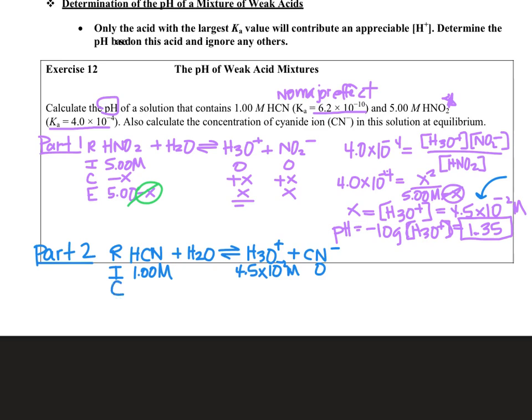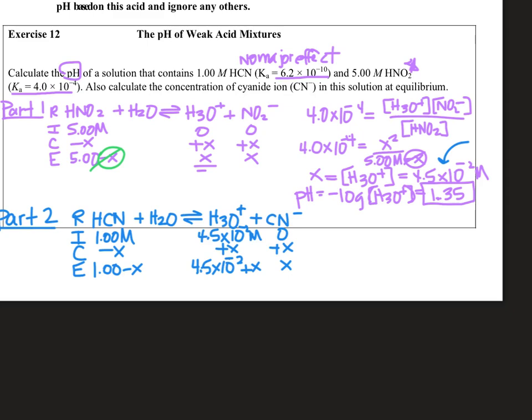So our change is still the same. We're going to do minus x, plus x, and plus x. So our equilibrium amount is 1.00 minus x, 4.5 times 10 to the negative 2 plus x, and x for my cyanide. Make sure my negatives make sense, my little decimal there. So when we go to solve this, I'll move this over just a bit. Same scenario as before, we're going to plug into our Ka expression, right? So we're going to come back over here and we know that this is 6.2 times 10 to the negative 10.